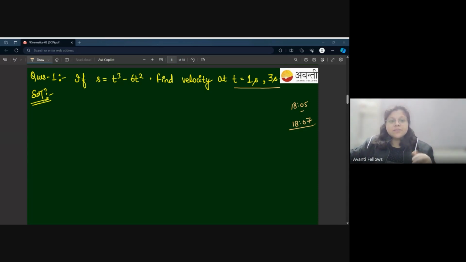Otherwise, because it is very simple. I'm not demotivating you, I'm just telling you that it is very simple. You are lacking at the differentiation point, right? So maybe it is difficult for you, otherwise you just have to differentiate over here. If you know how to differentiate it, then it's a very easy question.